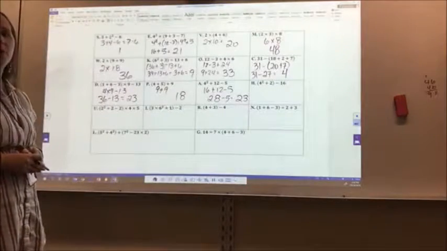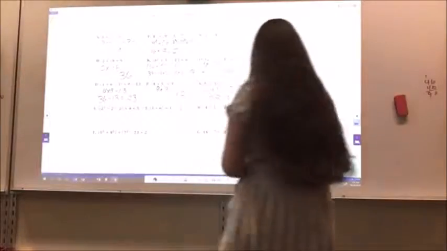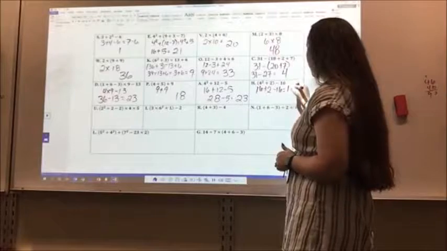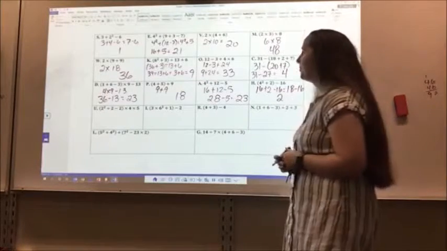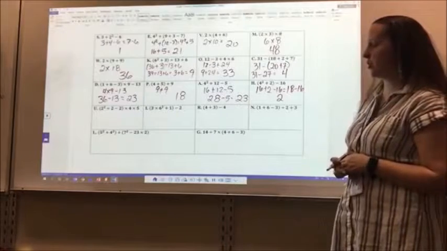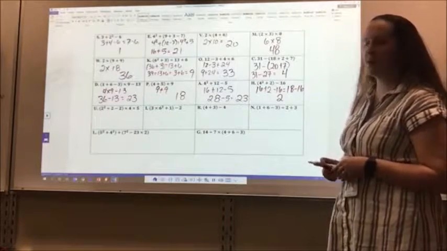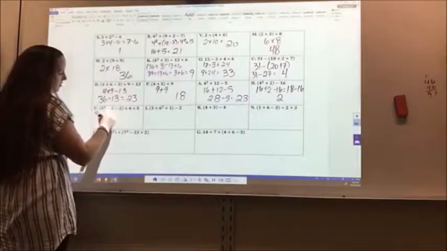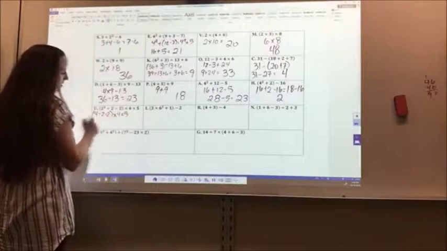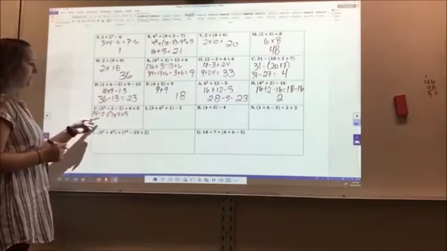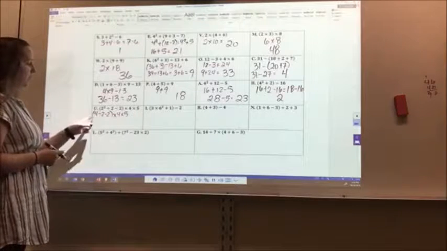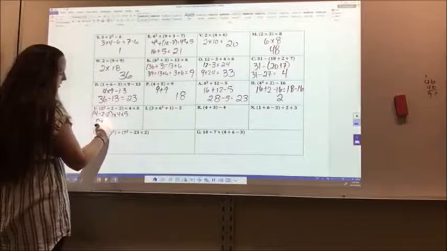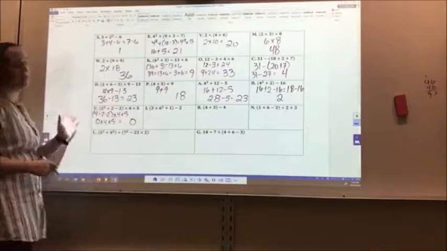For H, I have the quantity 4 squared plus 2 minus 16. 4 squared is 16 plus 2 minus 16, which is really 18 minus 16, which is 2. For U, I have the quantity 2 squared divided by 2 minus 2 times 4 times 5. 2 squared is 4. 4 divided by 2 is 2, minus 2 is 0, times 4, times 5, which is really just 0, because anything multiplied by 0 is 0.